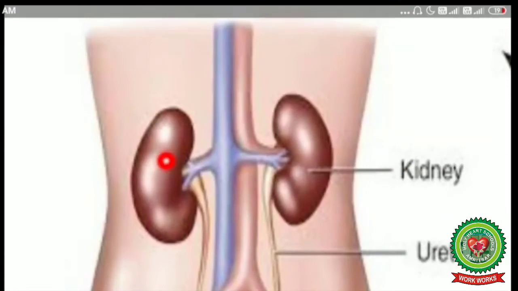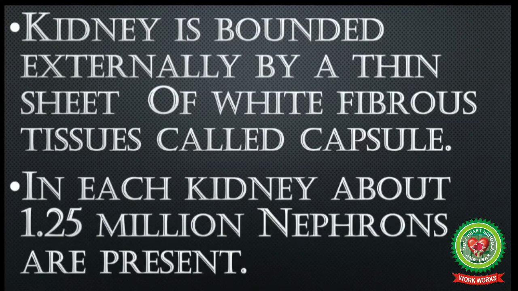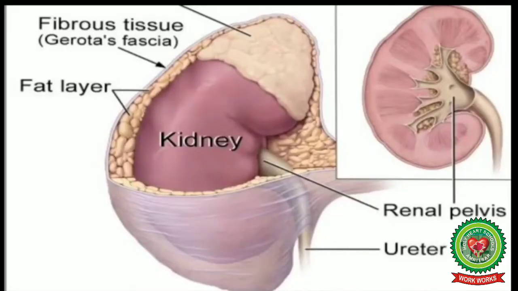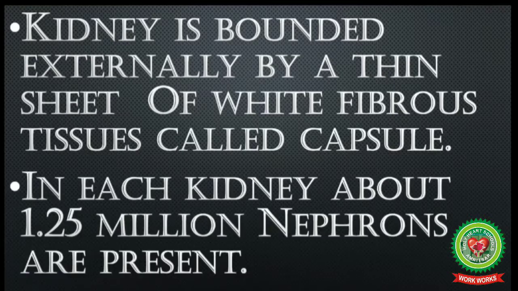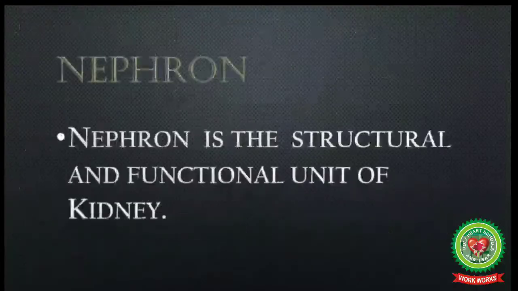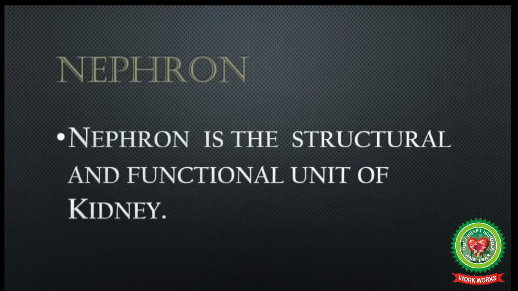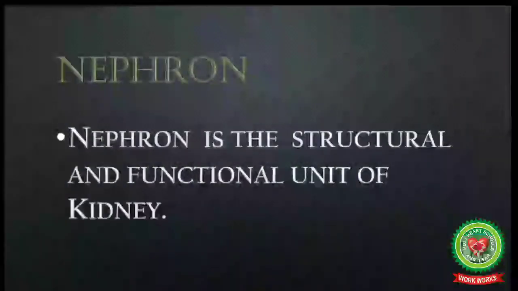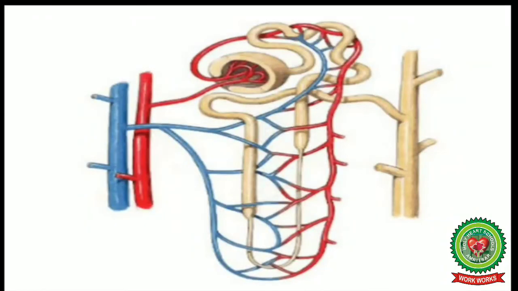See, kidney is bounded externally by a thin sheet of white fibrous tissues called capsules. In each kidney, about 1.25 million nephrons are present. Now, what are nephrons? Nephron is the structural and functional unit of kidney. And see, this is the structure of nephron.